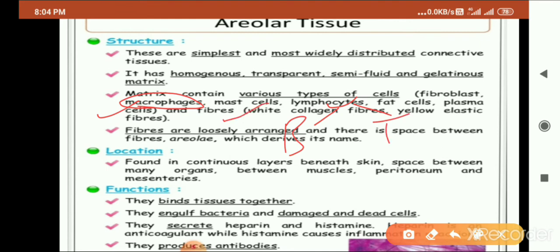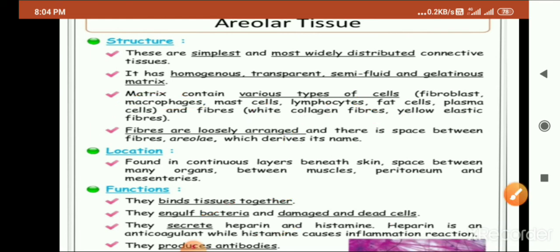We have plasma cells and two types of fibers, white collagen and yellow elastin. Fibers are loosely arranged, and there are spaces in between this tissue. So due to the presence of these spaces, it is termed as areolar tissue, where it is located beneath the skin and spaces between the organs. It helps to bind the tissues together, engulf bacteria, that means helps in defense, and it secretes histamine and heparin. It produces antibodies.